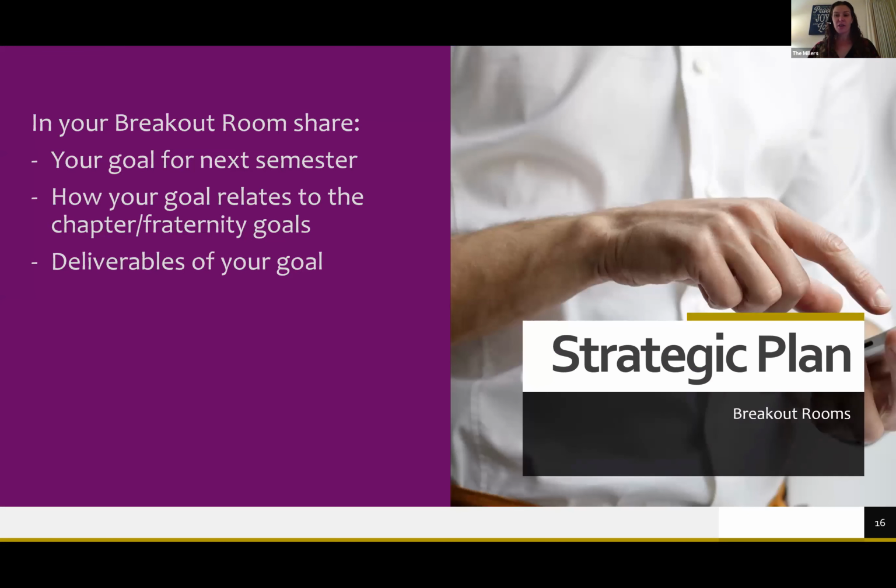All right, so we are not going to use breakout rooms, but I would love to hear from our collegiates on the line what your goal is for the next semester, how you think that your goal relates to your chapter or the overall fraternity goals, and then one or two deliverables of your goal. So just putting our process here, putting some of these terms to use. So any brave souls that want to go first? I don't bite.